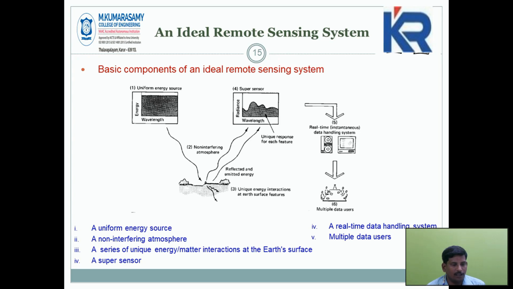In picture A, it shows the energy source, whether it is the sun or artificial. Then the second one, the non-interfering atmosphere. If the atmosphere is non-interfering, the wavelength from the energy sources will be transmitted and reach the earth surface, and some part will be reflected and some part transferred, which depends upon the earth features. Third, a series of unique energy-matter interactions at the earth surface. Fourth, once it is reflected, a sensor will receive the details of the reflected frequency mode. Finally, a real-time data handling system and multiple data users, to conclude the features on the earth surface.